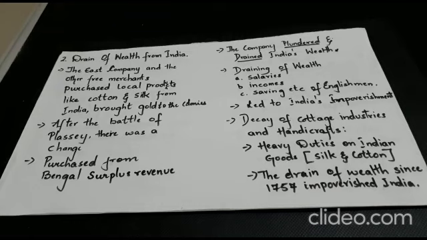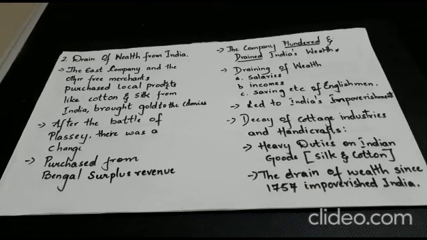Well, we have learned the second cause under the economic causes. The key word is: what do you mean by drain of wealth? What did the company purchase? What did they bring to India?